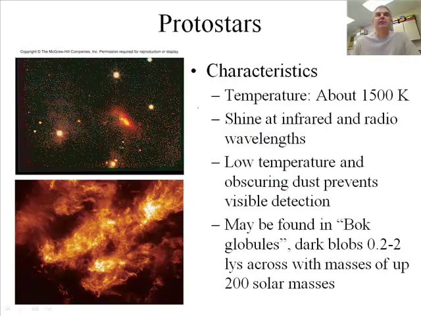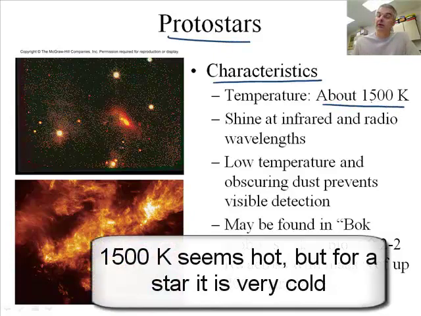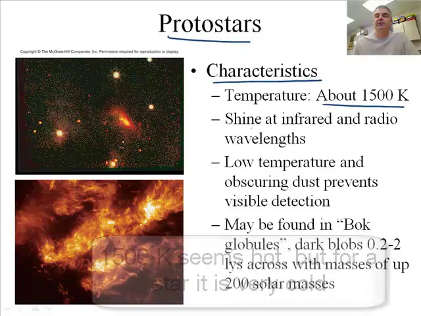Well, actually, before we do that, let's talk about the protostars. All right, what are the characteristics? Well, the temperature of a protostar is about 1,500 Kelvin. That's warm, but it's not warm enough to be lit on fire, so to speak. It's not fused together. We don't have fusion yet.